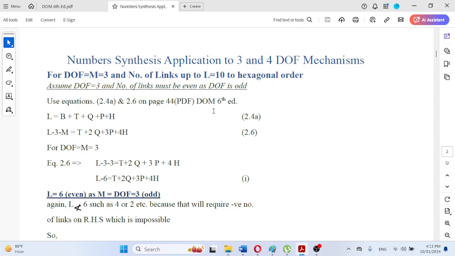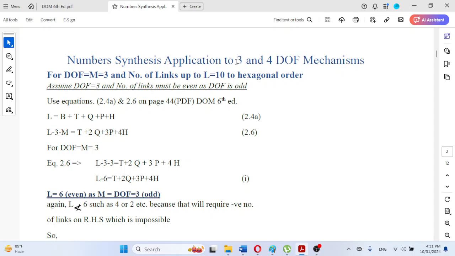As the students were asked, they will also be trying to apply number synthesis to more than one DOF mechanisms, two DOF mechanisms, 3 and 4 DOF mechanisms. To assist them, I have also tried to help them. So, number synthesis application to 3 and 4 DOF mechanism.